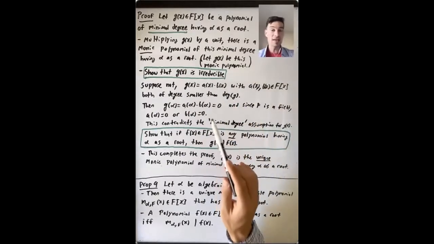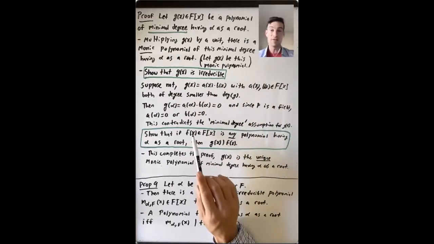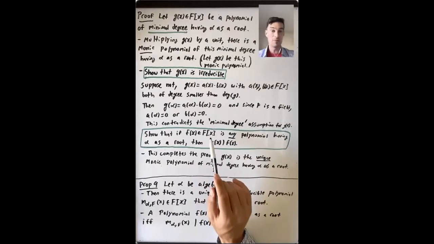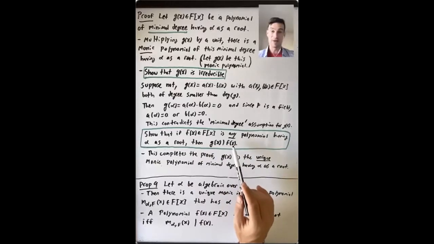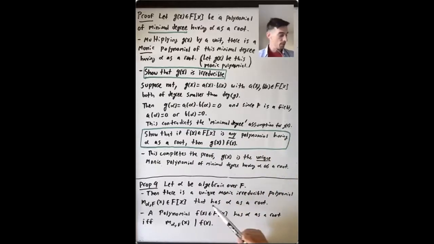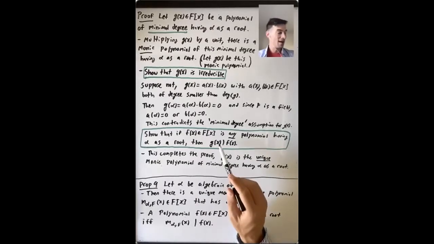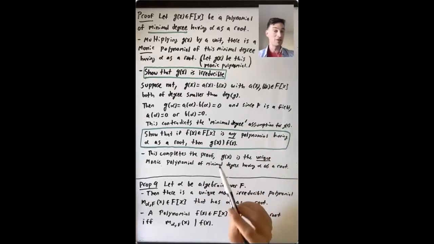So the only thing we have left to do is we want to show that if f of x is any polynomial in F bracket x that has alpha as a root, then g of x divides f of x. Once we do that, we'll be done. Why? Because we know that g of x is a monic polynomial of minimal degree having alpha as a root, and we know that it's irreducible.